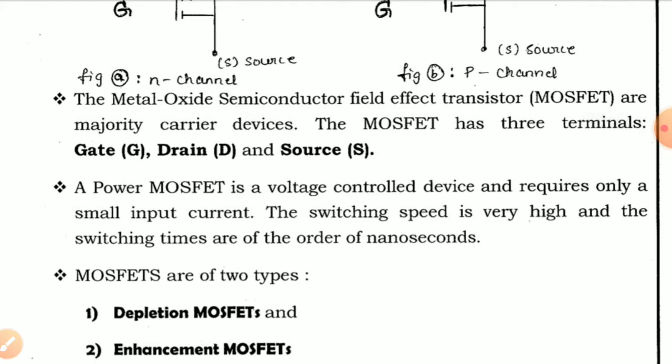So they are voltage controlled, require small voltages, and the switching period is in terms of nanoseconds. Power MOSFETs find increasing applications in low power, high frequency converters. MOSFETs do not have the problem of the second breakdown phenomenon. In case of BJT, secondary breakdown will happen, but in case of MOSFET there is an absence of secondary breakdown.